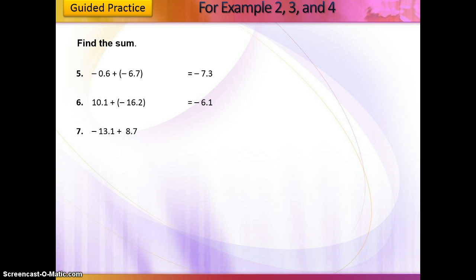Number 7. Negative 13.1 plus 8.7. Since the signs are different, we will subtract the absolute values and keep the sign of the larger absolute value. So 13.1 minus 8.7, and the answer will be negative 4.4.